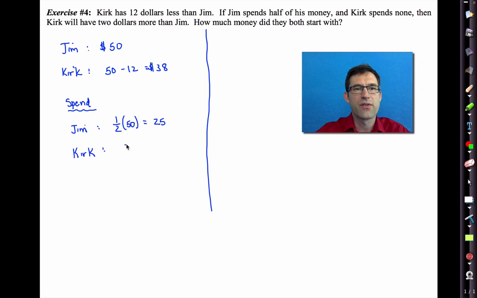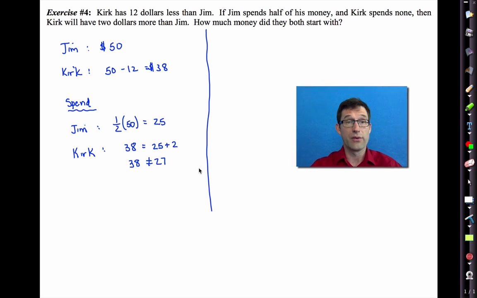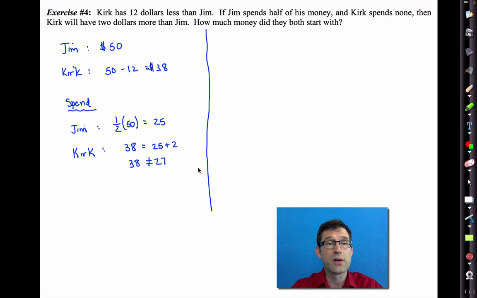Then Kirk will have $2 more than Jim. Well, Kirk has $38 right now. And specifically, Kirk is supposed to have $2 more than Jim. In other words, if I take $2 and add it to Jim's money, I should get Kirk's money. But 38 doesn't equal 27, right? So Jim didn't start with $50. That's all that tells us, okay? But watch as we manipulate.